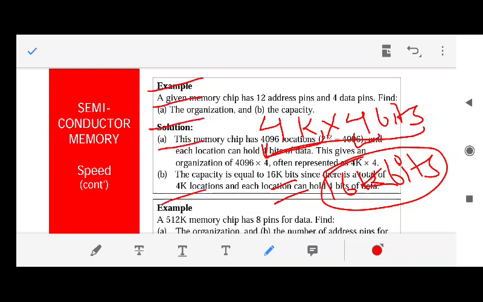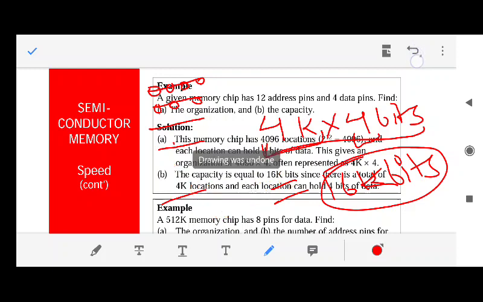Now please listen carefully. First bit, second bit, third bit, fourth bit, then fifth bit, sixth bit, seventh bit, till the last bit, which is how much? Till 16 kilobits. Fine. Now you understand the difference.